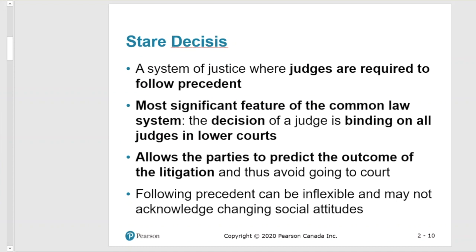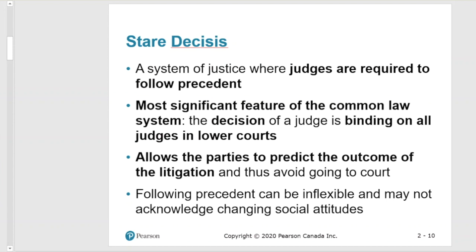So let me give you this example. About 10 years ago, the Supreme Court of Canada, the highest court in the country, and again, I'll detail the court system in Chapter 3, decided that same-sex marriage is legal in Canada. So regardless of whether judges like or agree with this decision or not, they are required to apply this precedent because this decision comes from the highest court in Canada.